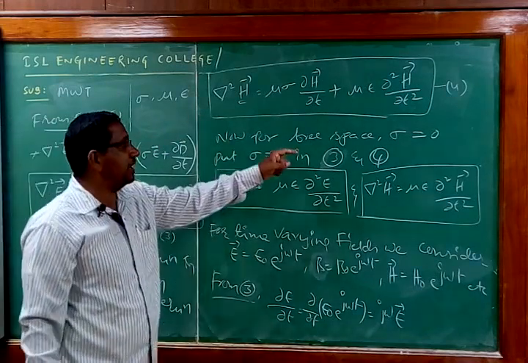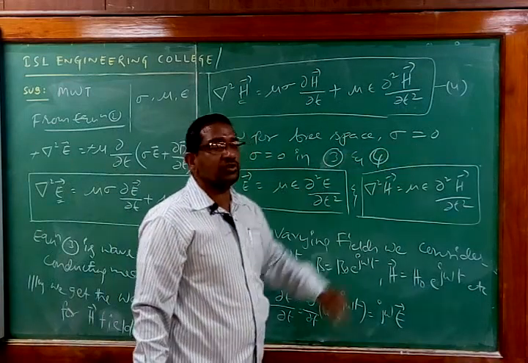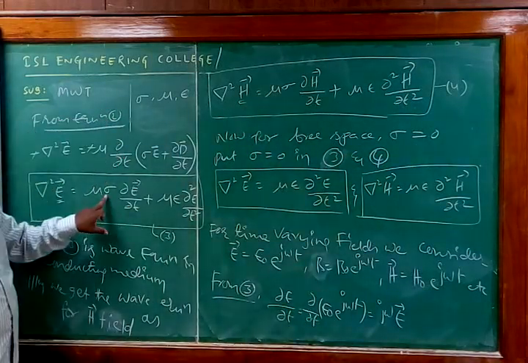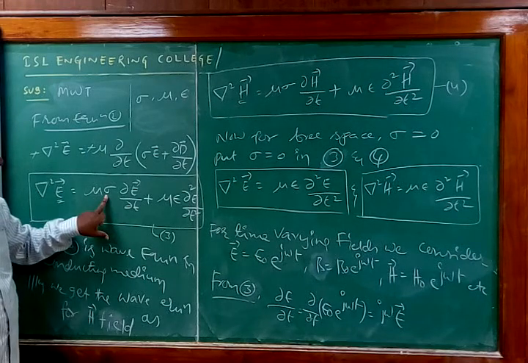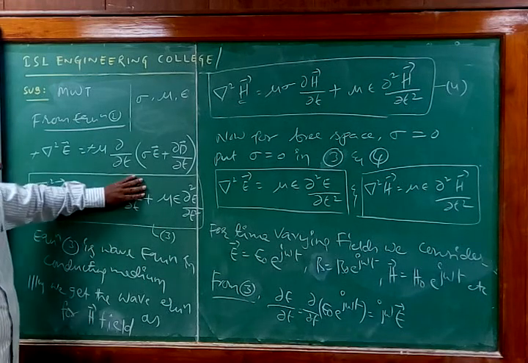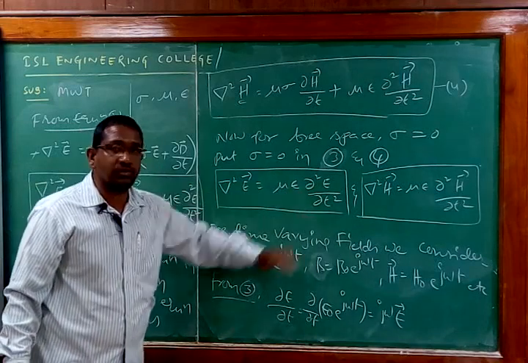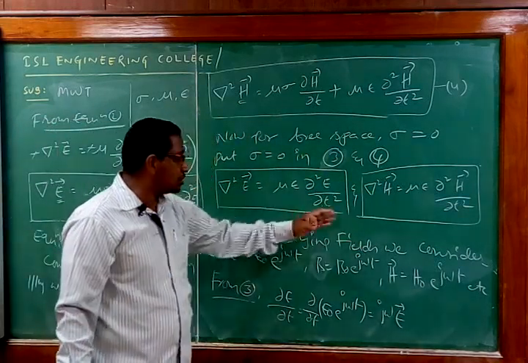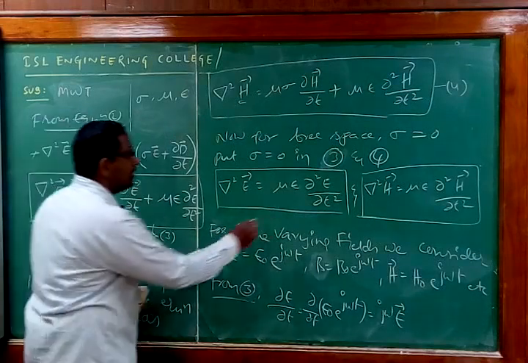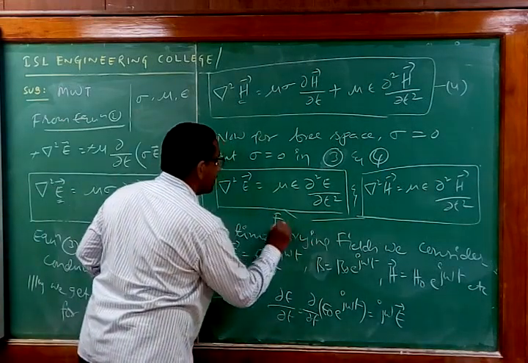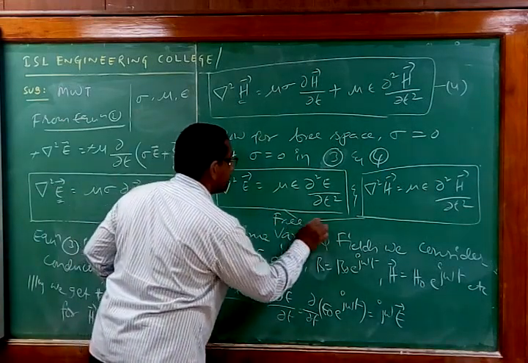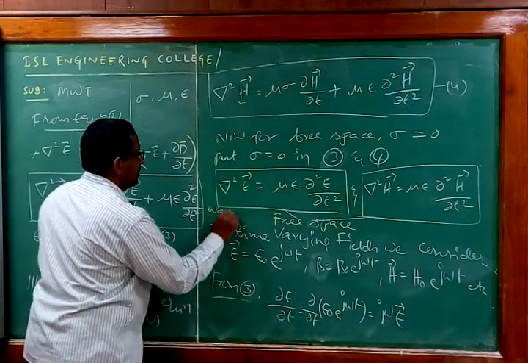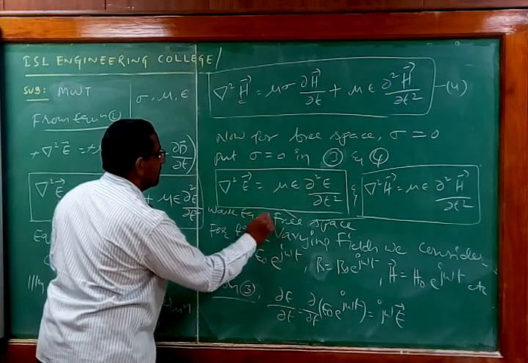Now for free space, we substitute sigma is equal to 0 in equations 3 and 4. In equation 3, if you substitute sigma is equal to 0, this part is gone, so I am left with only mu epsilon dou square E by dou t square. Similarly, I can get it for del square H. These two are the wave equations in free space.